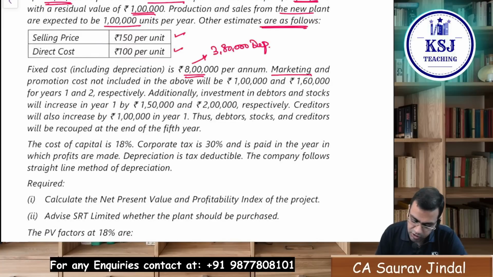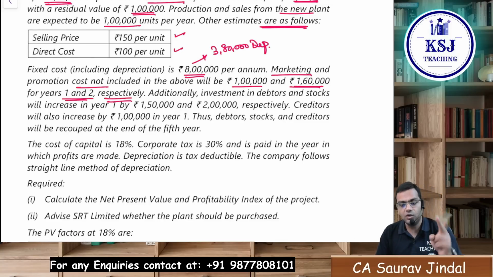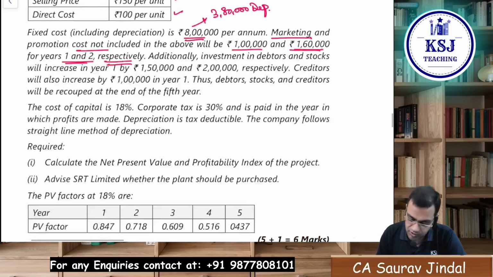Marketing and promotion cost not included in the above will be 1 lakh and 1,60,000 for the years number 1 and 2 respectively. So in the first 2 years, there will be a marketing and promotion cost. Additionally, the investment in the debtors and stock will increase in the year 1 by 1,50,000 and 2 lakh respectively. The creditors will also increase by 1 lakh in year 1. Thus, the debtors, stock and creditors will be recouped at the end of the 5th year.